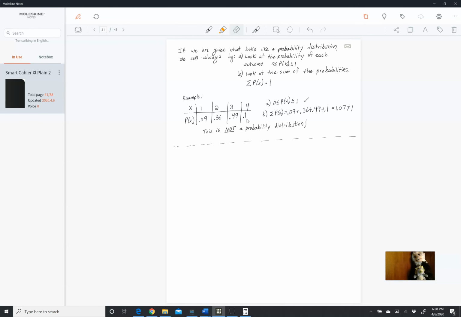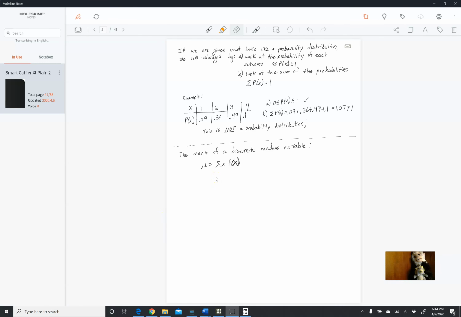So the mean of a discrete random variable, we use this mu, and this is equal to the sum of x times p of x. Okay, I'm running out of ink. So we have the mean is equal to the sum of x times p of x.